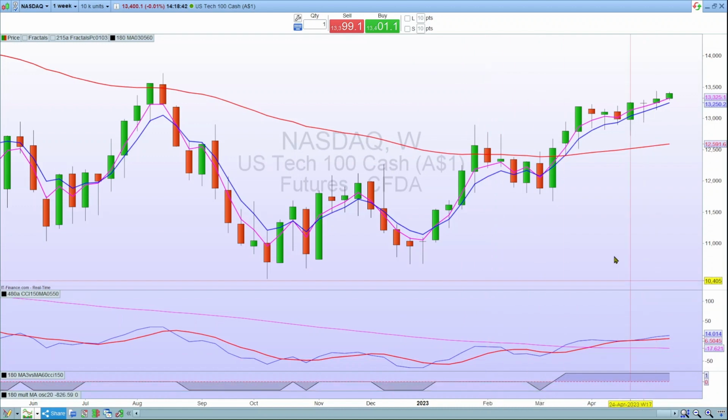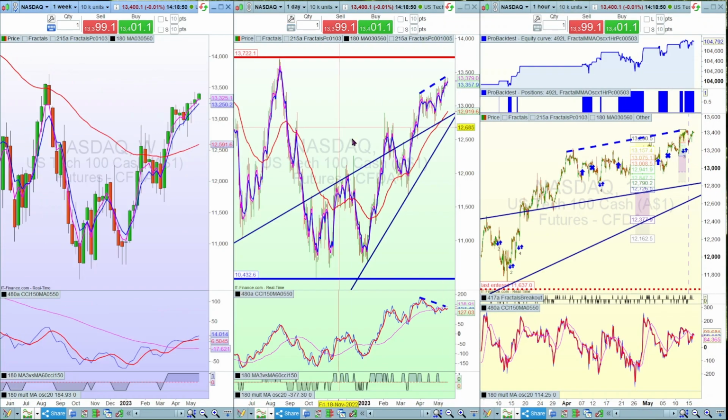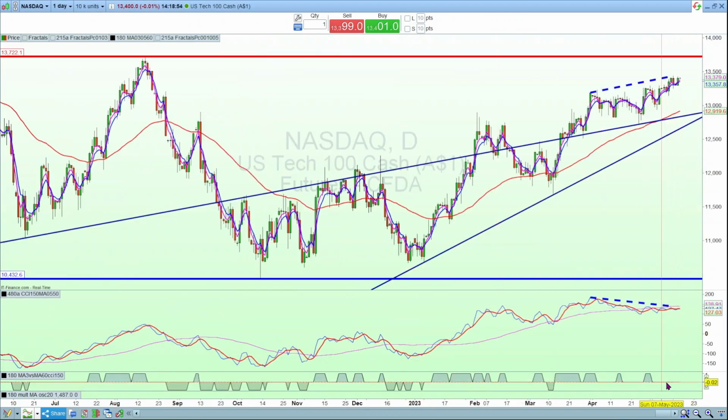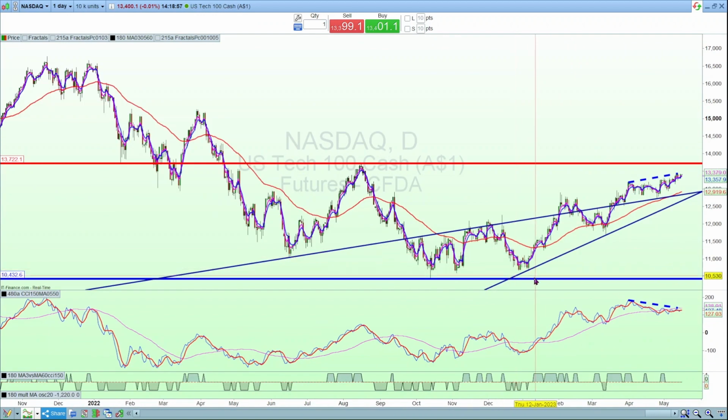So at the moment, it's looking bullish on the weekly. But notice on the daily, it's neutral. It's been neutral now for a number of days. Now, one thing I wanted you to notice here is the support at 10,432 and the key resistance at 13,722.